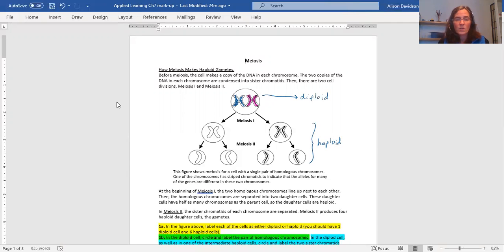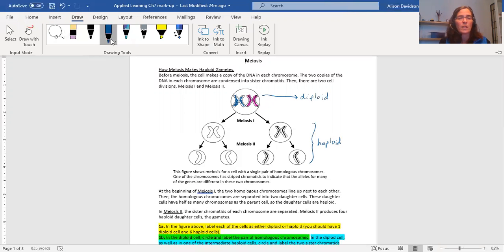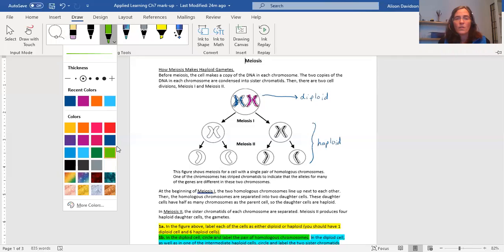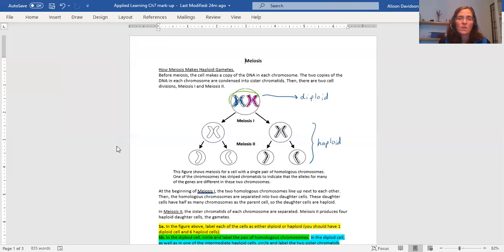In the diploid cell, question 1b says to circle and label the pair of homologous chromosomes. I'm just going to grab another color to do that. The homologous chromosomes are all of this. This is showing one set of homologous chromosomes. We would refer to this as a tetrad because they've been paired up. And as I said, they are paired in what we call a tetrad.